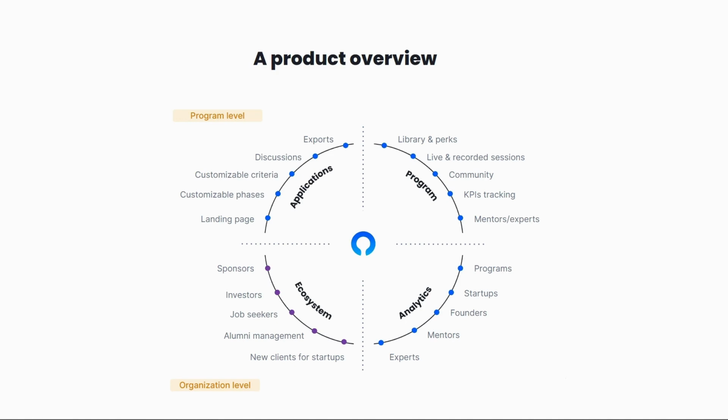As you can see in this diagram, on the top side, you can find different solutions to manage a seamless application process and different solutions to manage and run an engaging and successful startup program. On the bottom side, you can find different solutions on organization level.